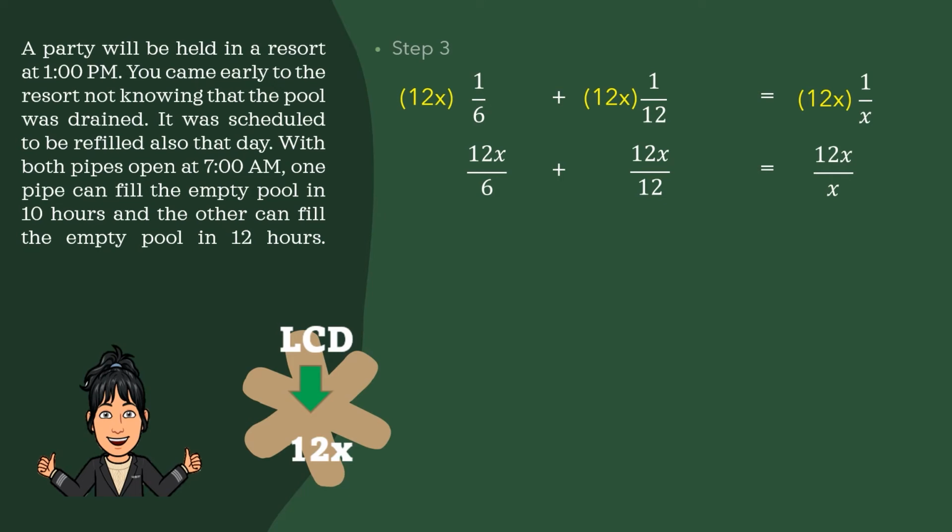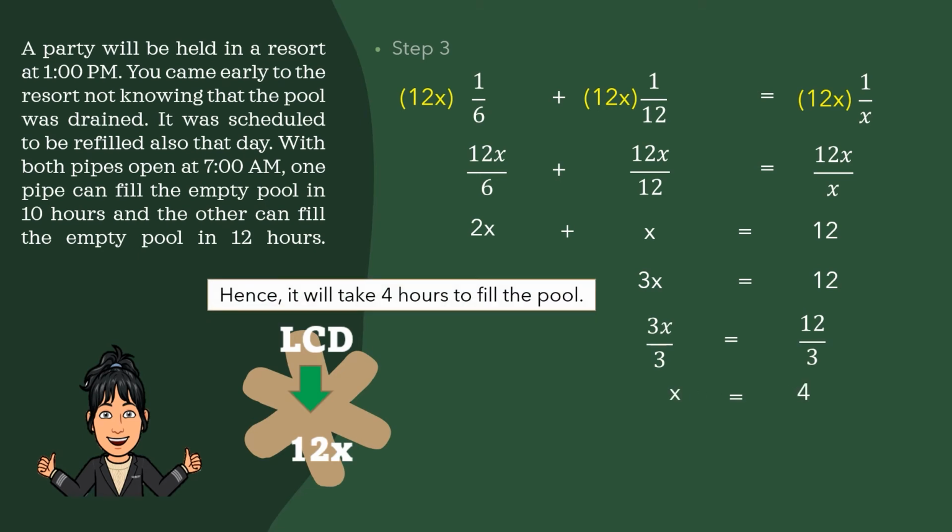Simplifying, we have 12x divided by 6 is 2x plus 12x divided by 12 is x, and 12x divided by x is 12. Combining similar terms, we have 2x plus x is 3x, bring down 12. Divide both sides by 3, the answer is 4. So, it will take 4 hours to fill the pool.